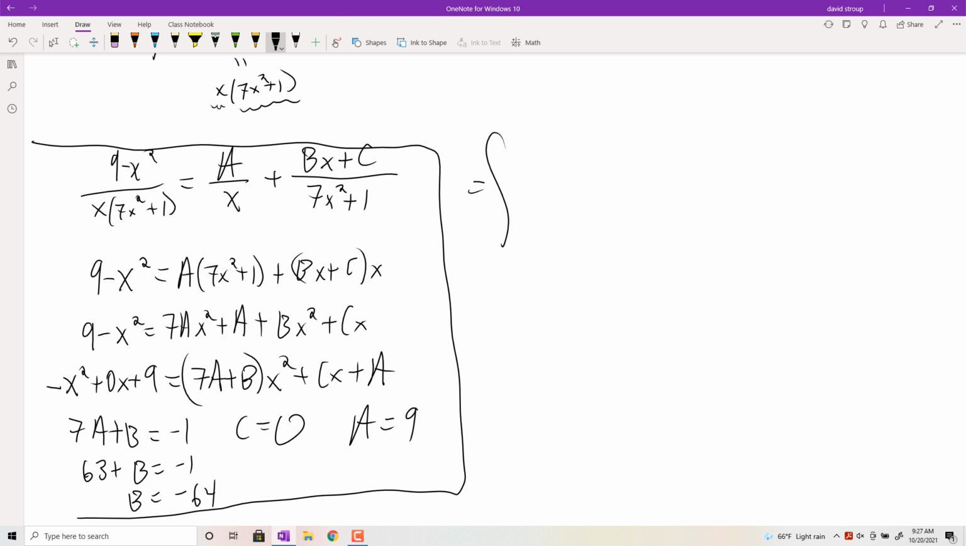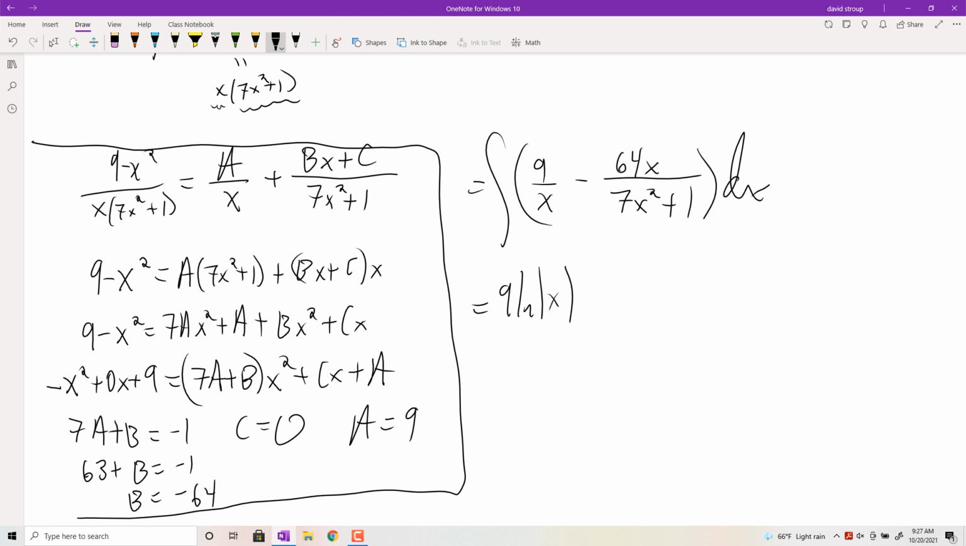Okay, then I can go back and rewrite my integral using this information. My integral will become 9 over x minus 64x plus 0 all over 7x squared plus 1. Okay, the first integral is just a natural log, so it would be 9 ln absolute value of x. The second integral, you're going to have to do a u sub on.